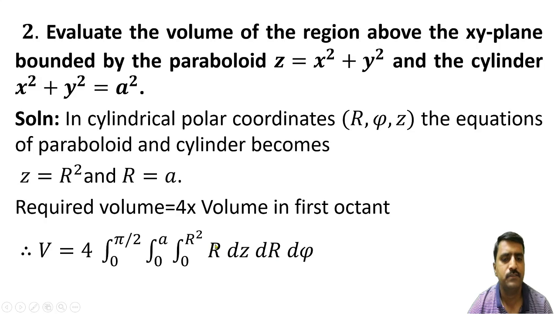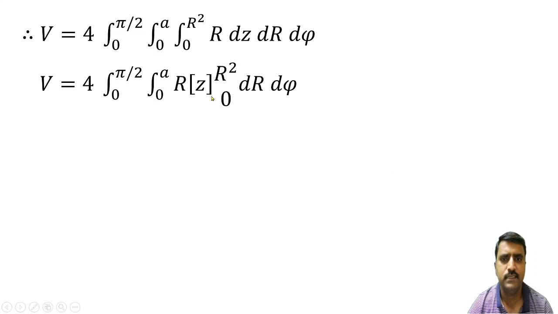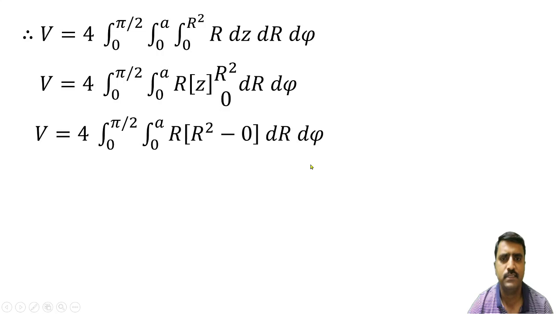So take that value. Now we have to integrate this with respect to z first, then with respect to r, and then with respect to phi. So just integrate with respect to z. The integration with respect to z is z with limit 0 to r square. Substituting the limits, it is r square minus 0. R square into r becomes r cube.